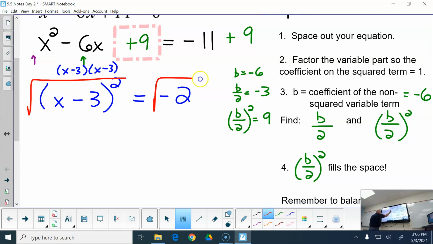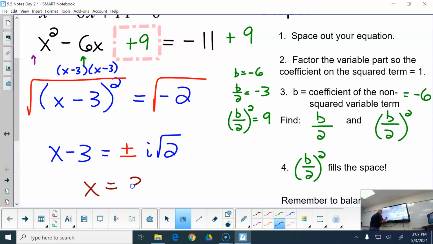But if we're going forward, if we're actually completing the solving by completing the square, we would take the square root on both sides, and the square root of the left side is just going to be x minus 3, and here's where that plus or minus comes in, and then we have i times the square root of 2 on that side, and then we just end up solving it by going x is equal to 3 plus or minus i square root of 2. Okay?